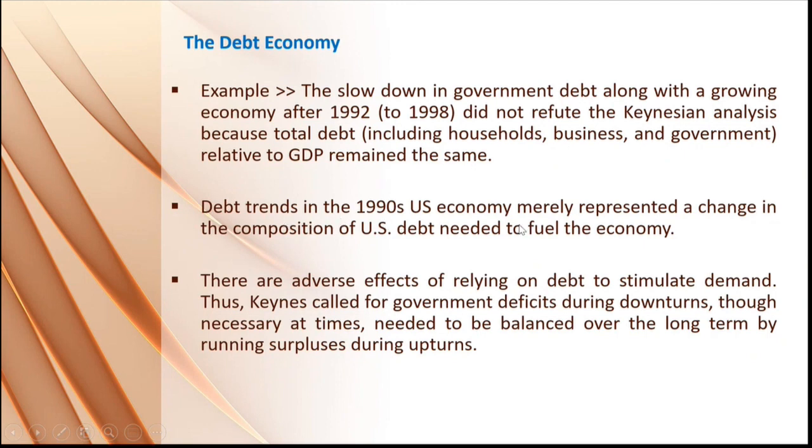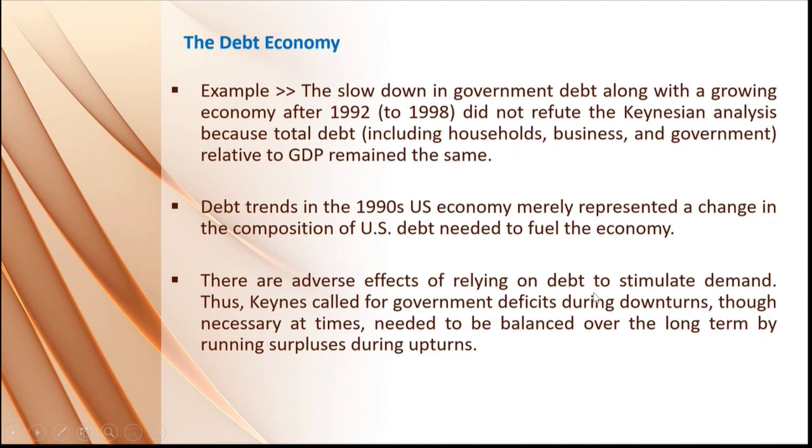Debt trend in the 1998 US economy represents a change of composition, right? Mostly from government debt to household debt. Government debt decreases, household debt increases, or household debt decreases, business debt increases, or business debt decreases, household debt increases, right? So it's just a composition.